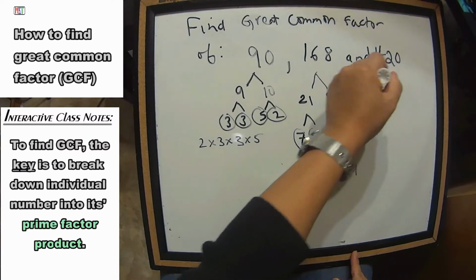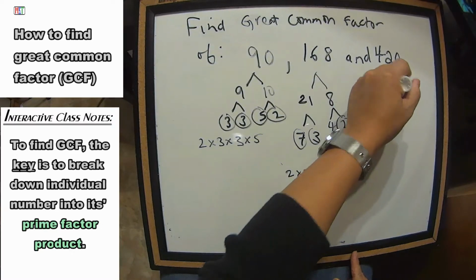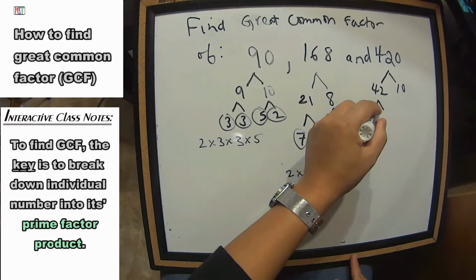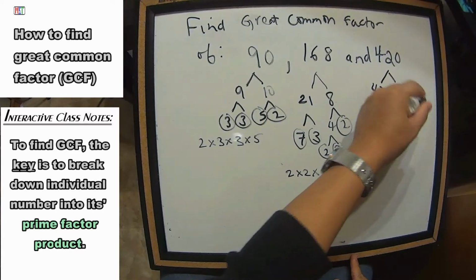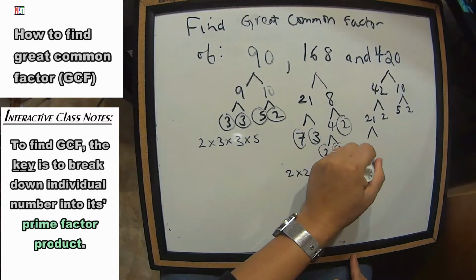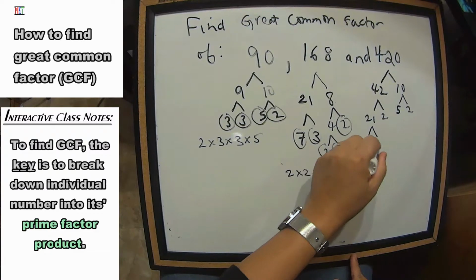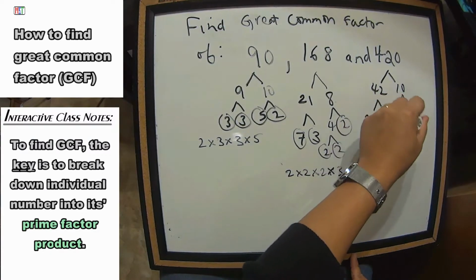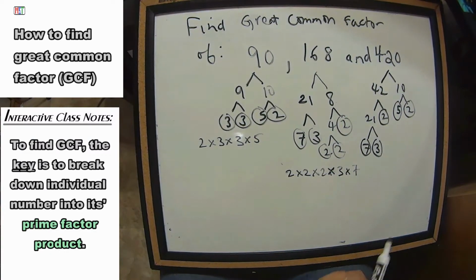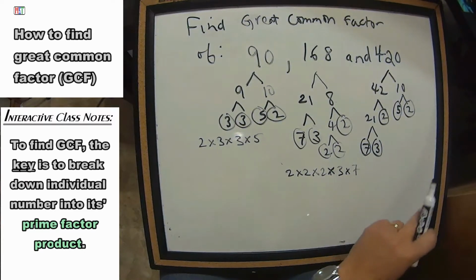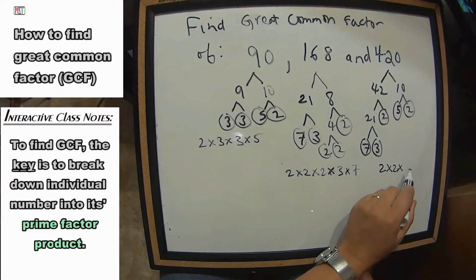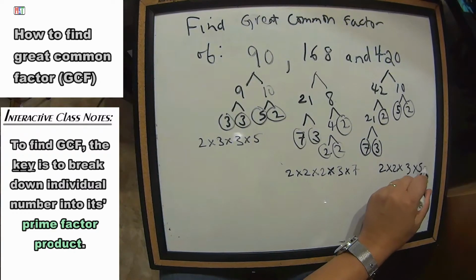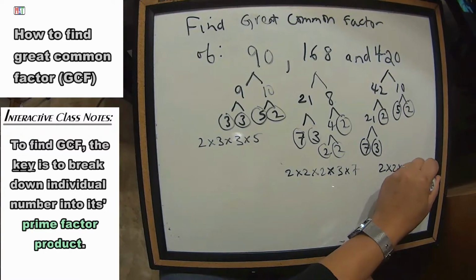And then 420 can be broken down to 42 and 10. 42 can be broken down to 21 and 2. 10 can be broken down to 5 and 2. 21 can be broken down further to 7 and 3. So here we have the prime factors for 420. So let's write its product. So we have 2 times 2 times 3 times 5 and then times 7.